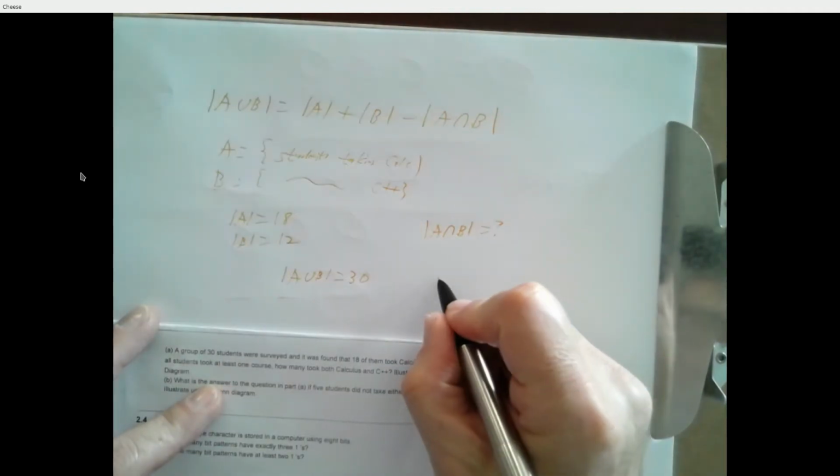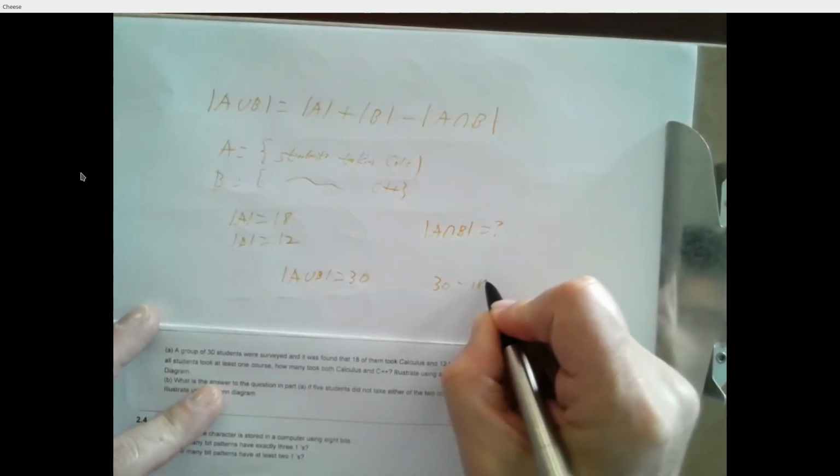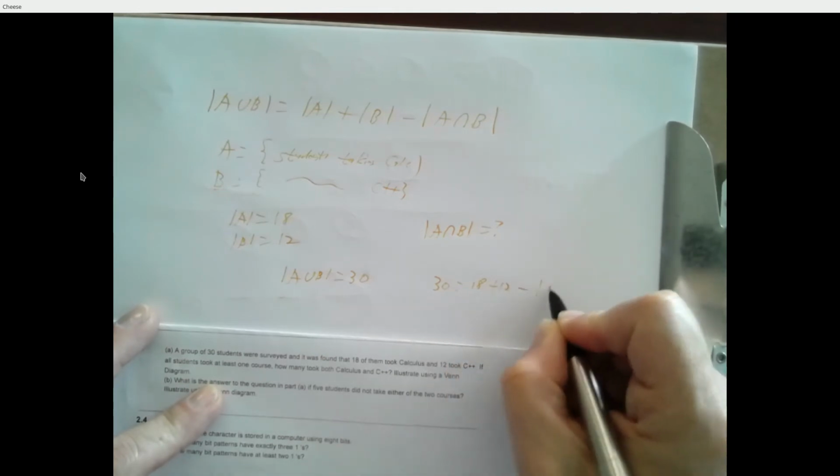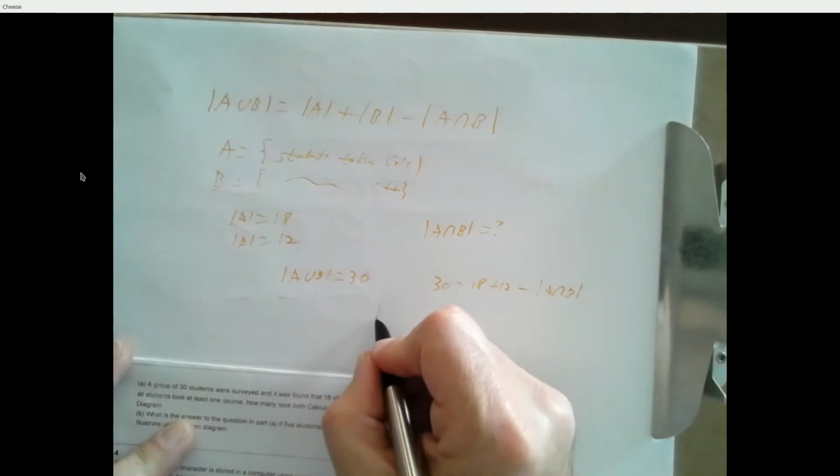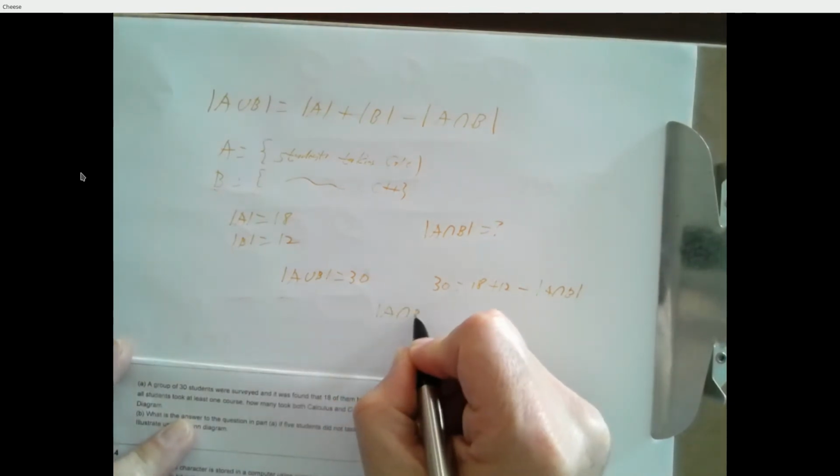And now you can just plug these into here, and this rule tells you 30 equals 18 plus 12 minus the cardinality of the intersection. And so that tells you the intersection is empty. So no students took both calculus and C++ in that case.